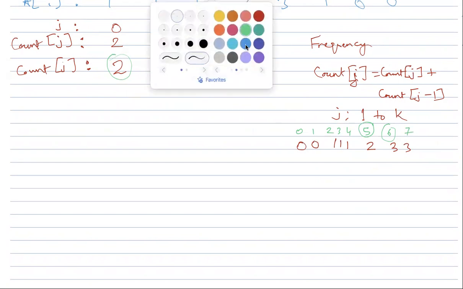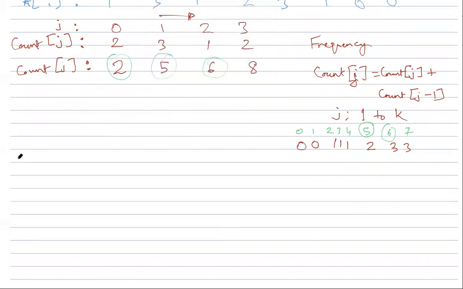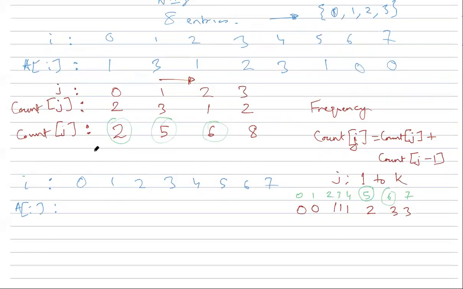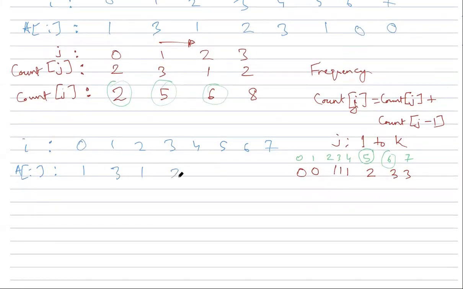doing the counting sort. So essentially what this will do now, so if you have I is here, you have I which is going from 0, 1, 2, 3, 4, 5, 6, 7, and you have A of I is essentially 1, 3, 1, 2, 3, 1, 0, 0. So then you can put count of A of I. So which is basically we are trying to figure out the frequency of each of these. So frequency of 1 is what?